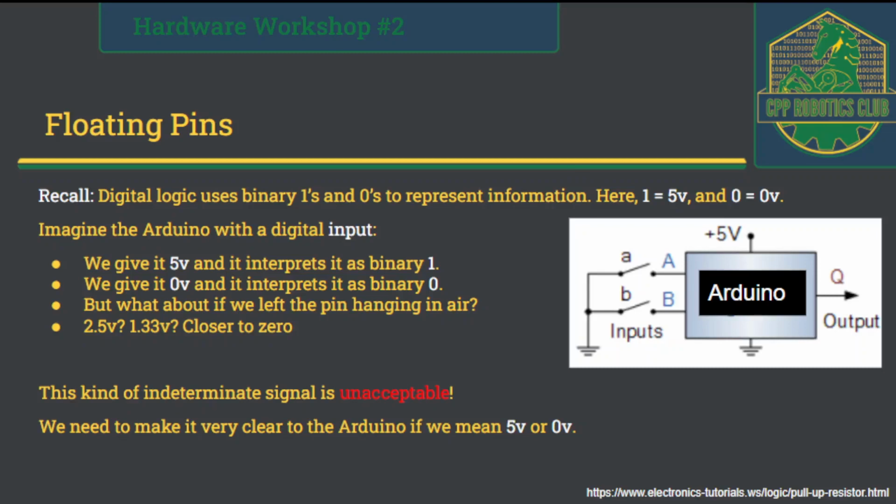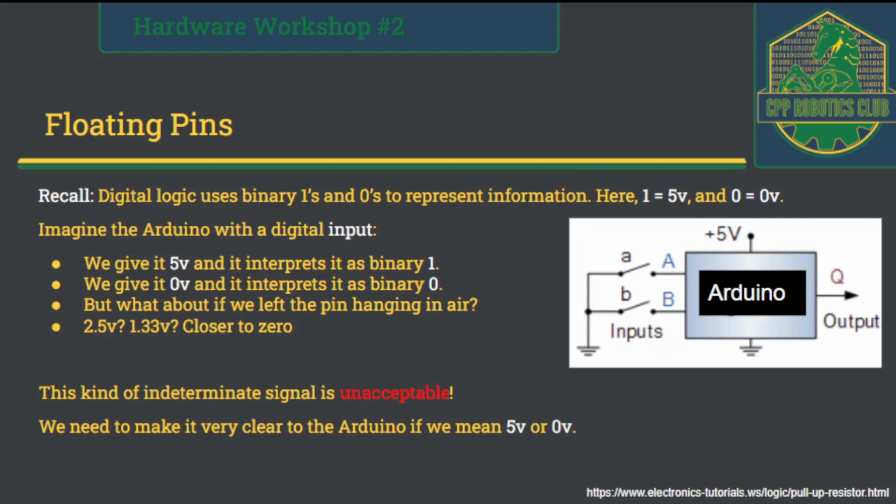So as we talked about earlier, digital logic uses binary ones and zeros. For the Arduino, it uses 5 volts to represent a 1 and 0 volts to represent a 0. So imagine an Arduino with a digital input as shown here on the right. We give it 5 volts on, let's say, input A, and it interprets it as a binary 1. We give it 0 volts, and it interprets it as a binary 0.